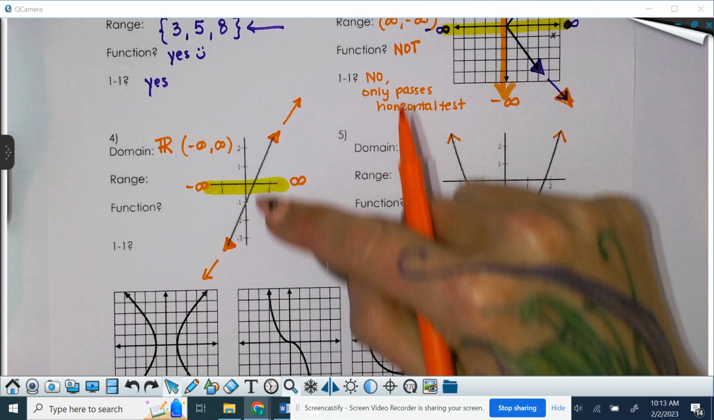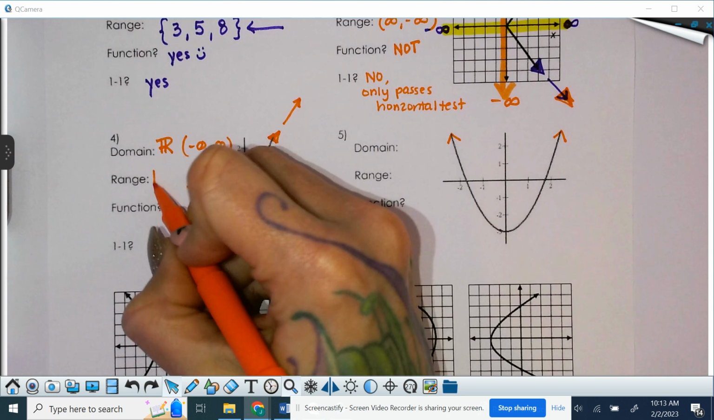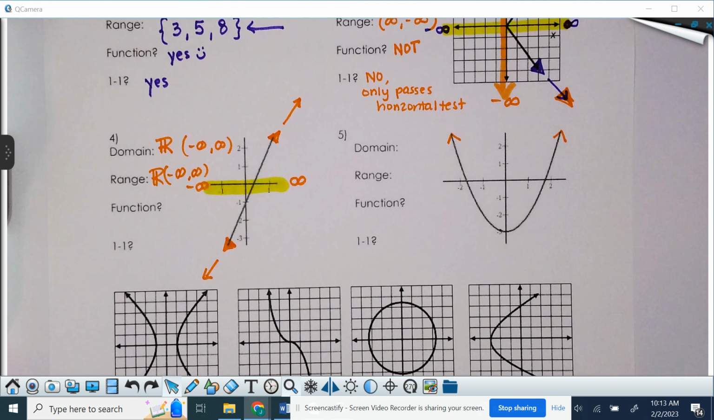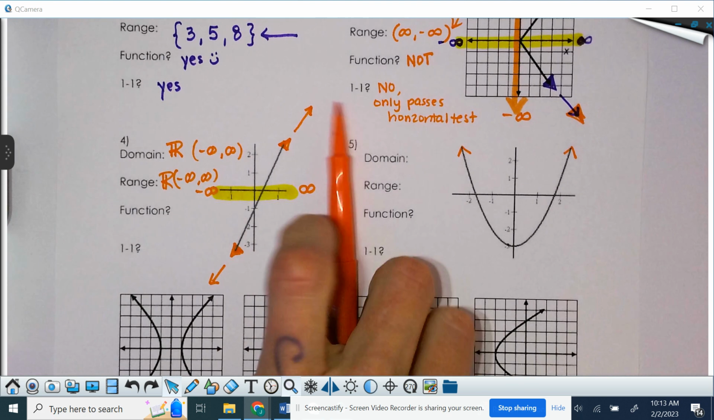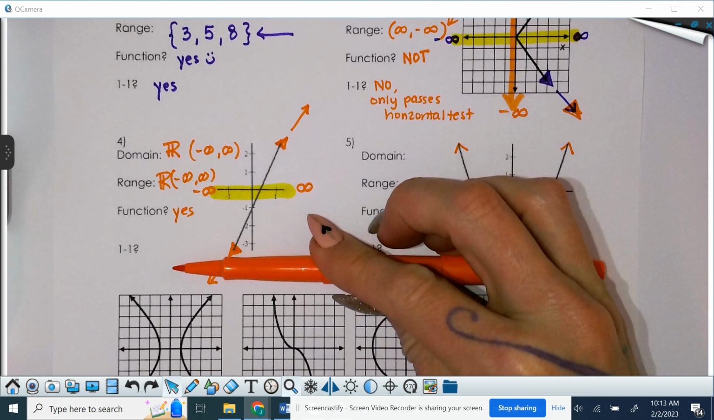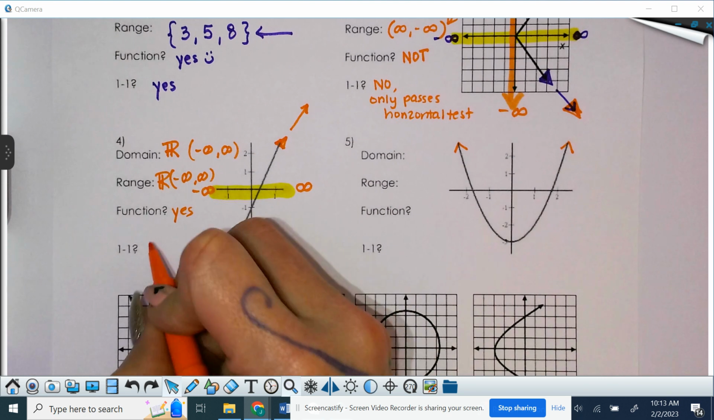Range, up and down. So again, they're going up and they're going down. So it's going to be all real numbers again. Negative infinity, positive infinity, parentheses because you can't hold it. Is it a function? So does it pass the vertical line test? That's a yes. Is it one-to-one? Does it pass the horizontal line test as well? That's a yes because the line did not touch.